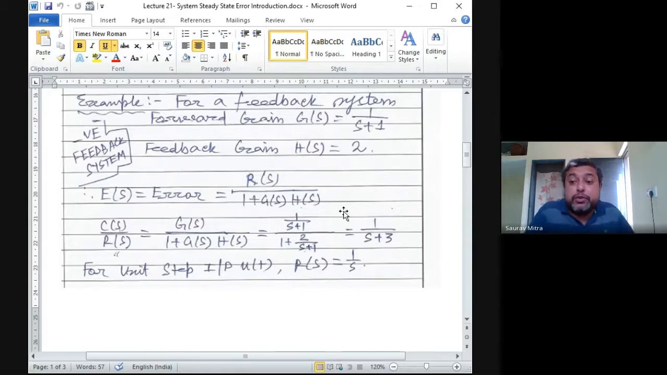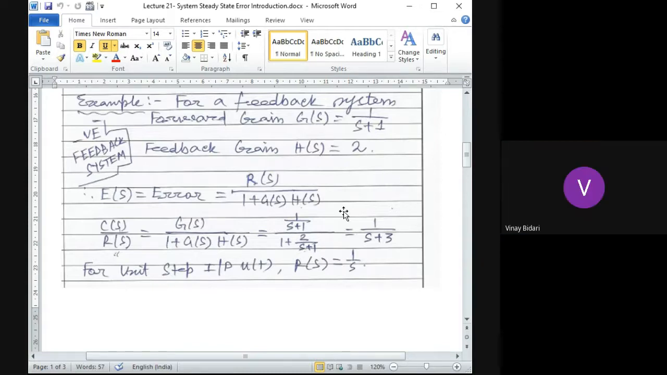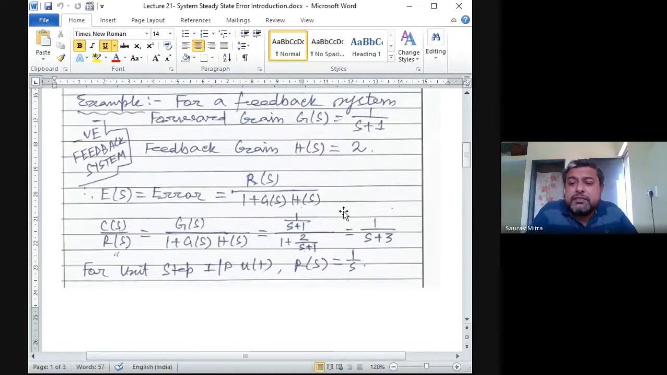What is the formula for closed loop transfer function? C(s) by R(s) is G(s) by 1 plus G(s)H(s). G divided by 1 plus GH. And what is GH?